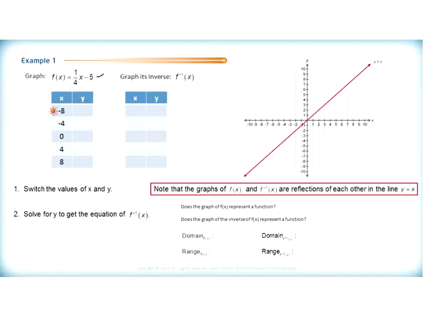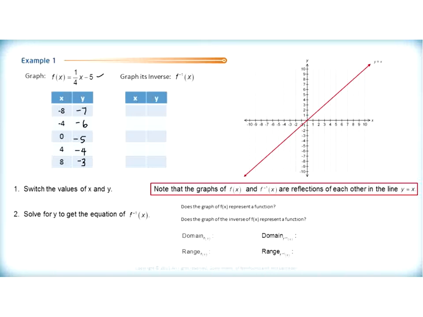So we have the x coordinate of the function to be -8. If x is -8, let's plug it in very quickly. -8 times 1/4 is -2. -2 subtract 5 is -7. If we plug in -4, I'll get -1. -1 subtract 5 is -6. If I plug in 0, I'll get -5. If I plug in 4, I'll get -4. And if I plug in 8, I'll get -3. So there's a set of points on the original function.